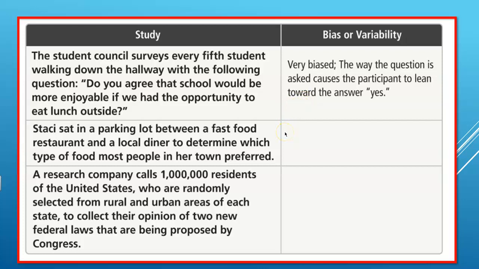The second one, Stacy sat in a parking lot between a fast food restaurant and a local diner to determine which type of food most people in her town preferred. Think about that situation.